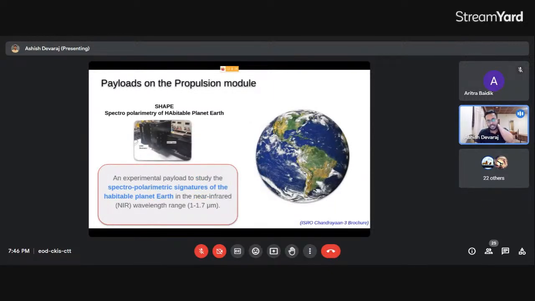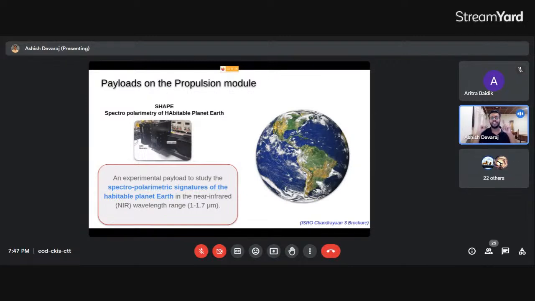So now coming to, I'm particularly interested in this instrument because it's called the SHAPE payload. This was the one instrument which was there on the propulsion module. So on the propulsion module, this instrument actually doesn't look at the moon. It looks at Earth.